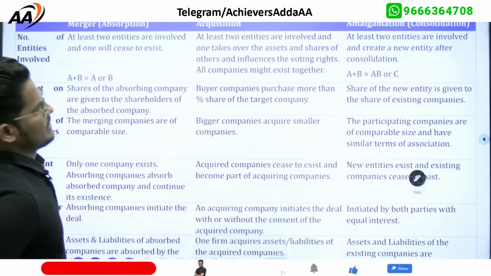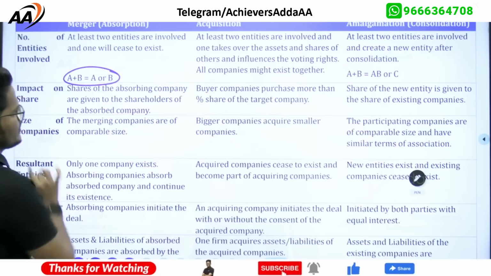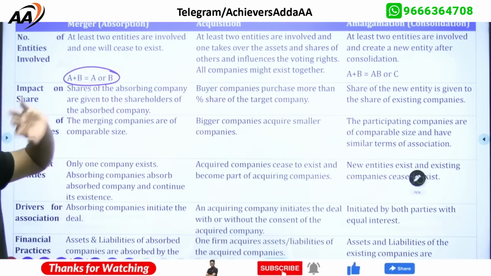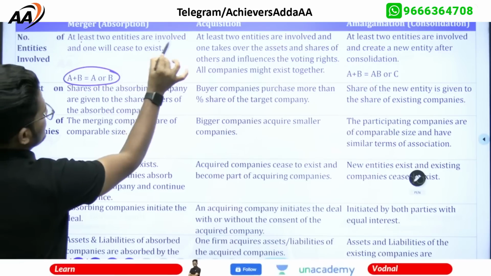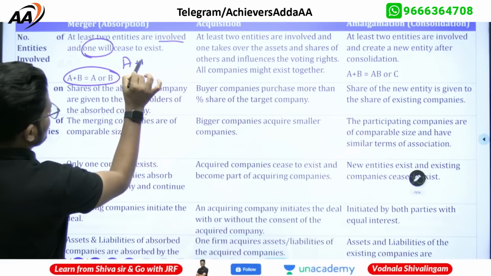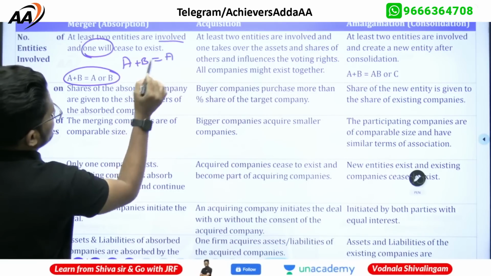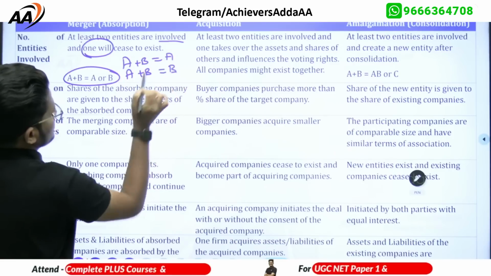Merger, acquisition, amalgamation. Merger: two entities, A plus B, equal to A or else B. A new entity is getting formed. Here at least two entities are involved. One will cease to exist. So A plus B will become either A acquiring B, or A plus B equal to B also. It could be anything.